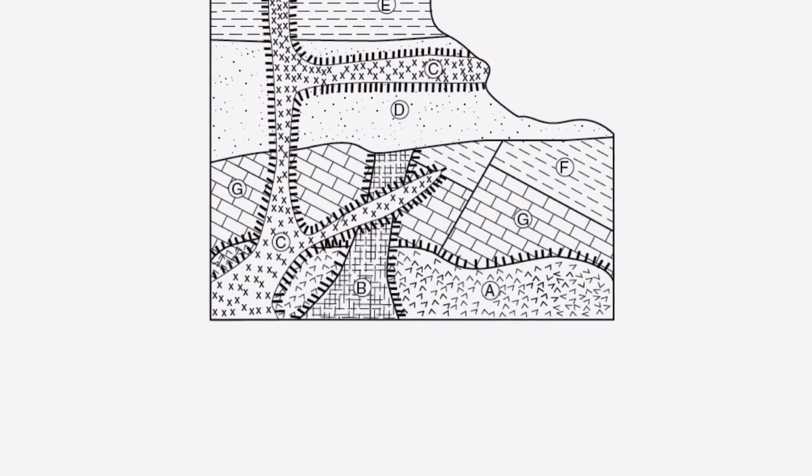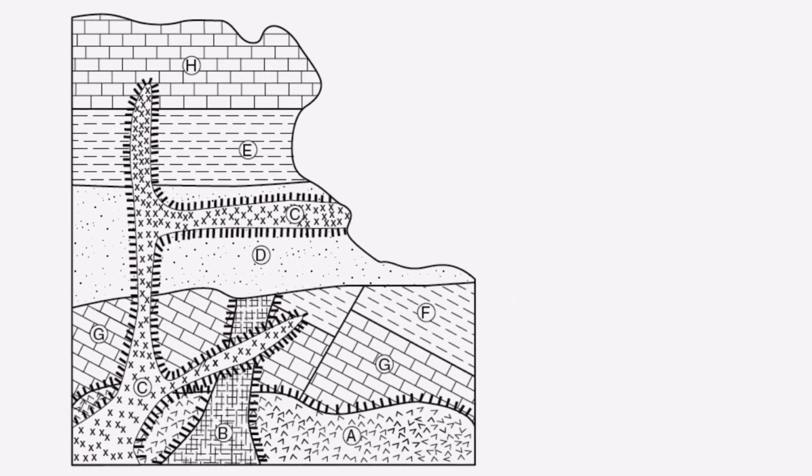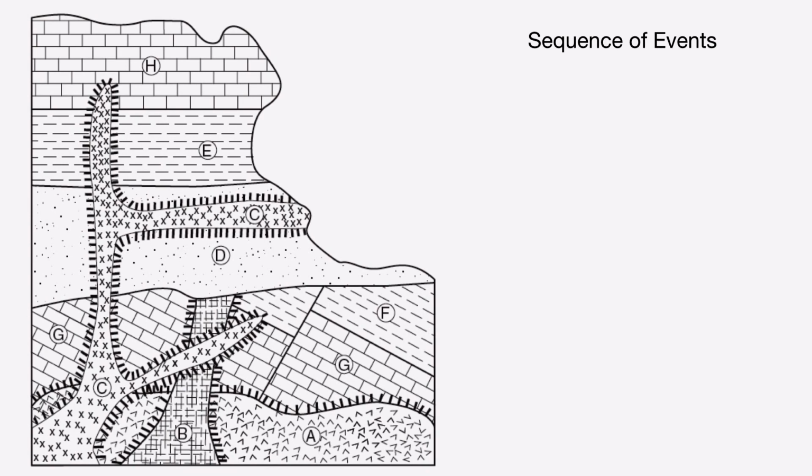Now, before we finish, let's take a look at one last tricky sequence here, and let's try and do a sequence of events together. This is a particularly tough one, but if we take it slow and follow our rules, it shouldn't be too bad. Now, I'm going to start by looking at my lowest layers. Now I see A, B, and C here. These are all intrusions, and they have all metamorphosed other layers, which means they couldn't have been there first. The other layers that they affected had to be there first.